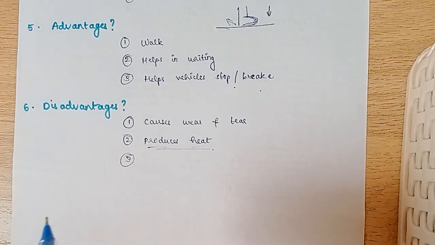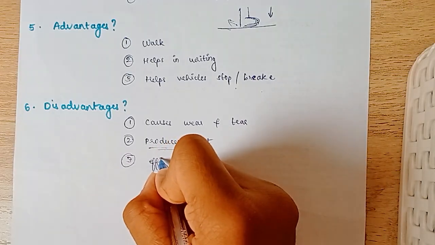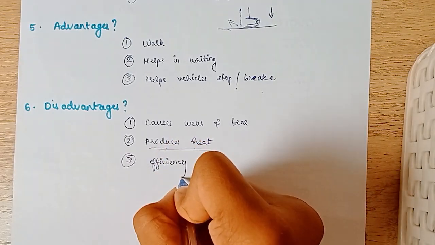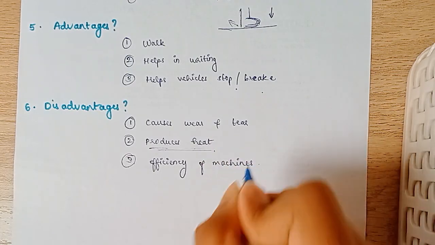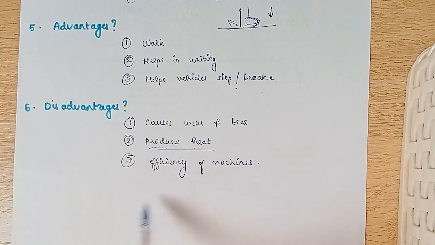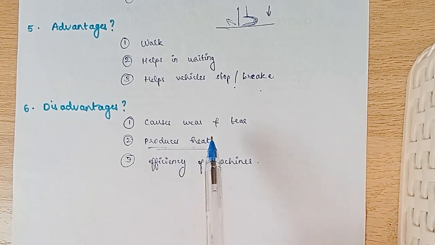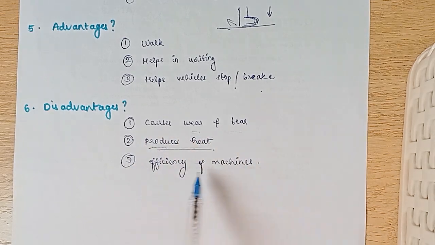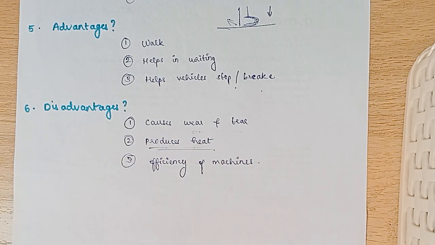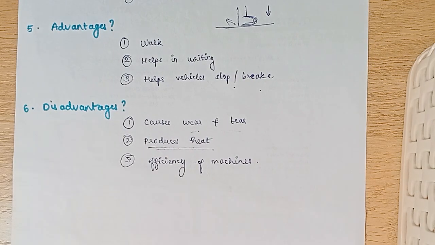Third example is it reduces the efficiency of machines. Why does it reduce the efficiency of machines? Because more friction in a machine, the more wear and tear as well as production of heat happens. Thus, machines will get bad. These are the disadvantages of friction.